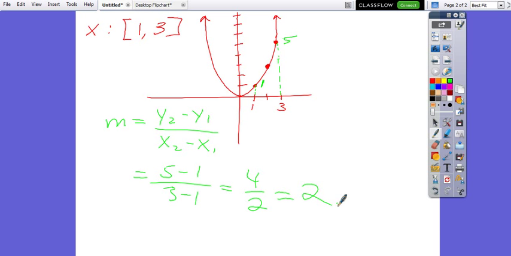1, 2, 3, 4. 1, 2. You see what I just did? I went up 4, and to the right 2. 4 over 2. Rise over run. 4 over 2 is 2. Alright, so we just determined the average rate of change on the interval from 1 to 3 for this quadratic function.